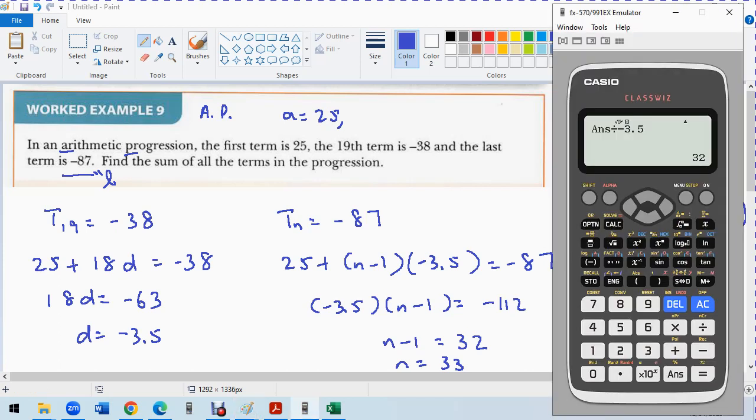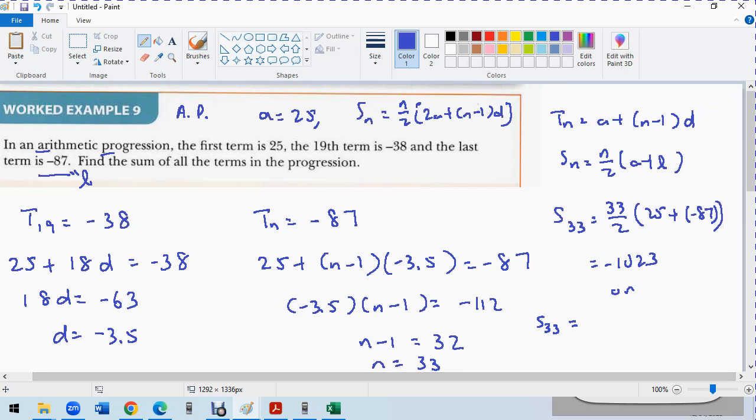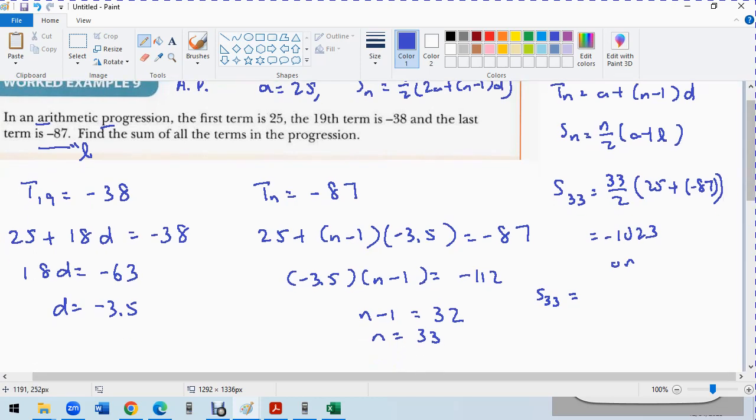Okay, so we have 32 over 2 times (a plus l), which is 25 plus negative 87. The answer is negative 1023. Or we can find S32 using the other formula, Sn equals n over 2 times (2a plus (n minus 1)d). This is a little bit complicated compared to the first one. Since we know the last term already, the first is easier.